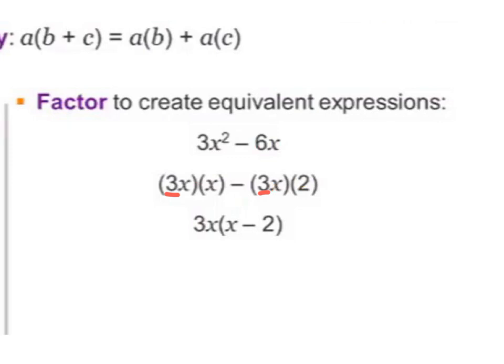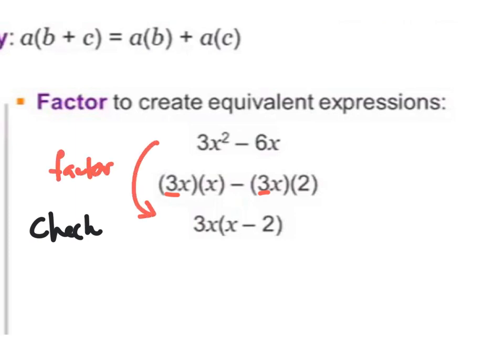And then what we do is we actually have a common 3x that we factor out, and we get this final statement down here, and we get 3x times x minus 2.